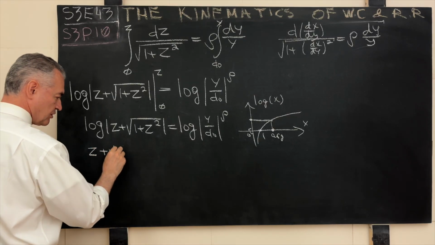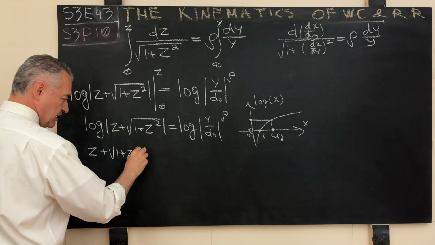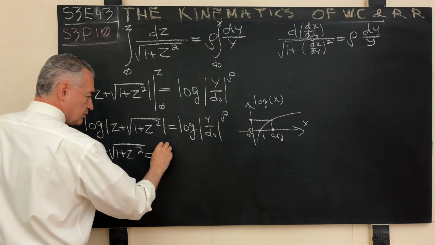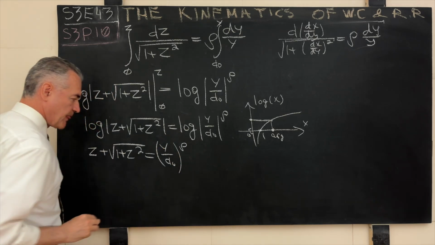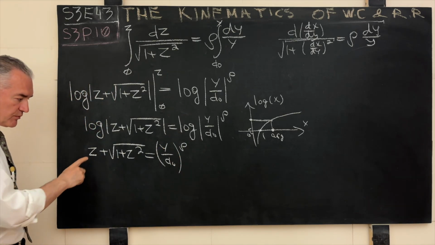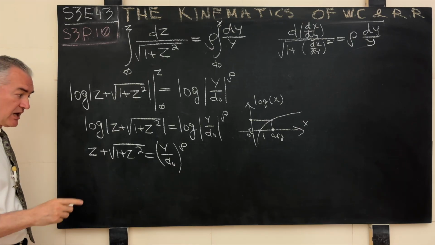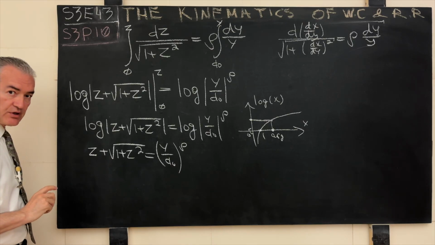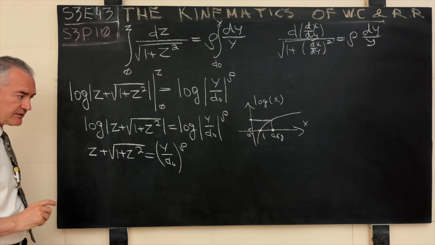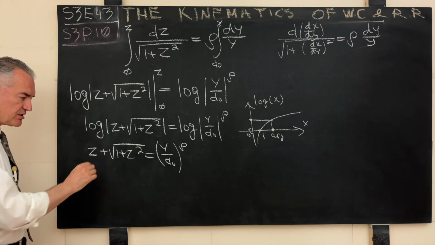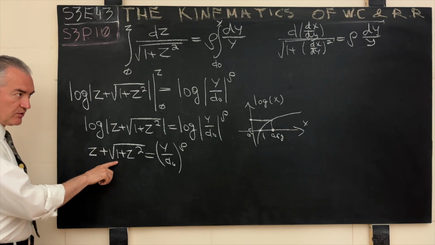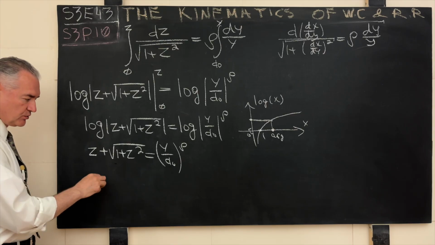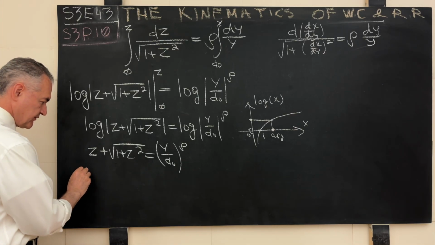z plus square root of 1 plus z squared is equal to y over d0 raised to the power of rho. And now from here you can proceed in different ways. If you are still wearing your high school skin, you did not shed your high school skin, you will do here what I saw many times. The way you will proceed over here is as follows. You will rewrite this expression as follows.